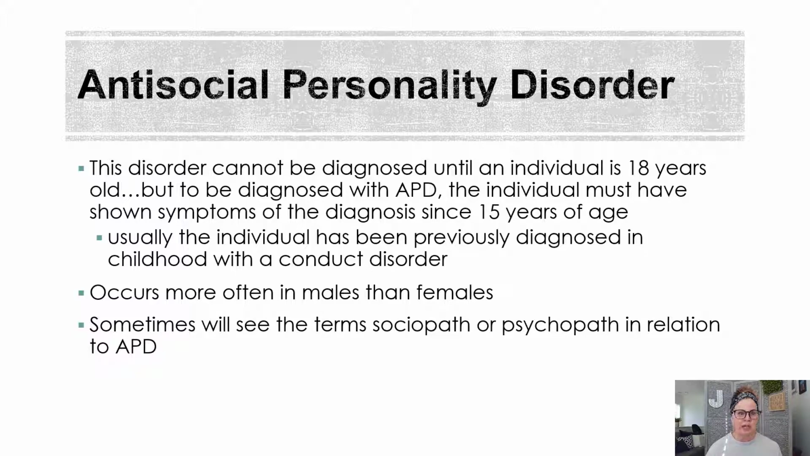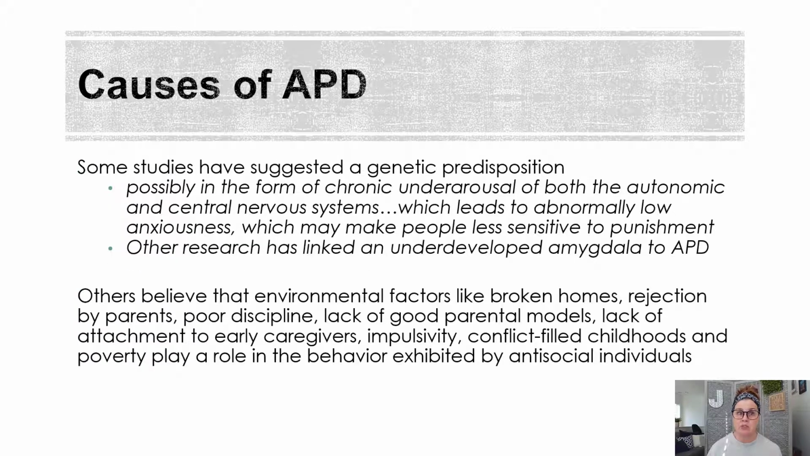Antisocial personalities typically occur more often in males, and the term sociopath or psychopath is often interchanged with this, but in terms of how it's described in the DSM-5, it's referred to as antisocial personality disorder. Many studies suggest that there is a possible genetic predisposition to this, meaning it can run in a family.